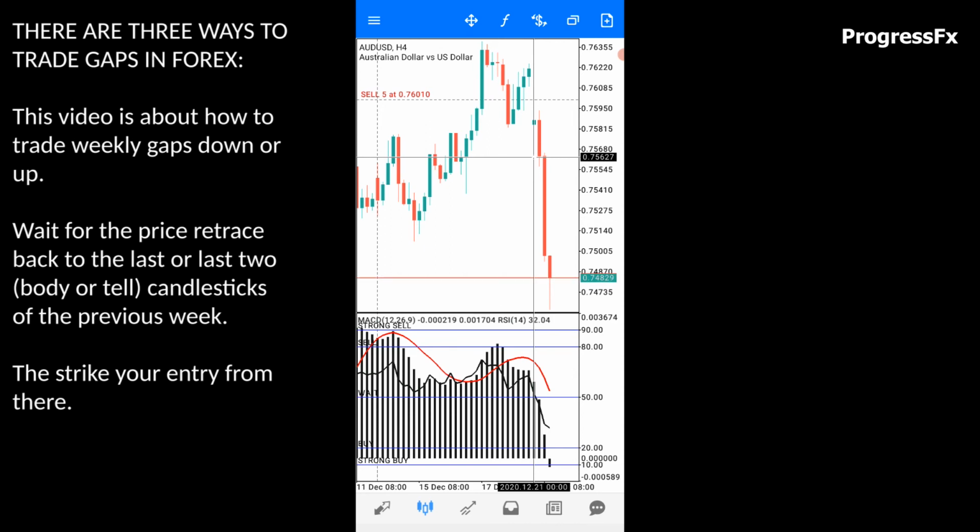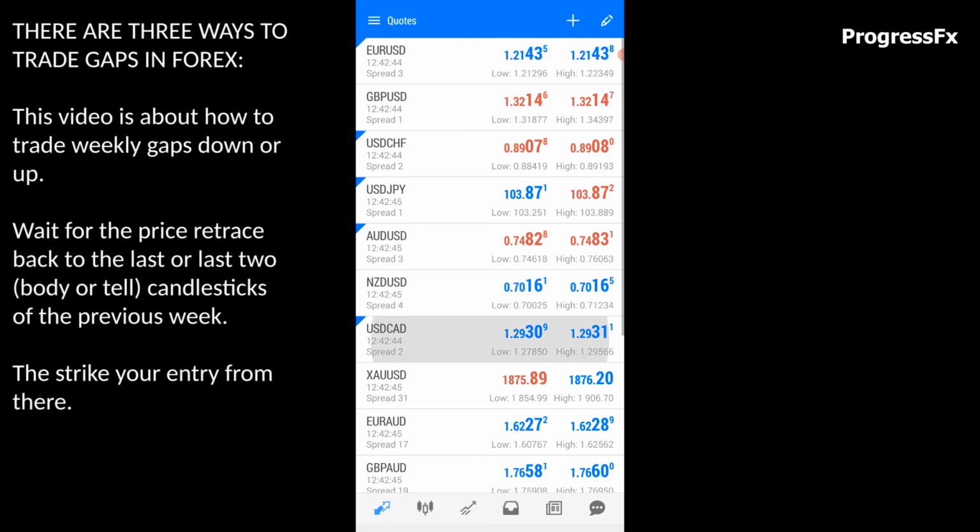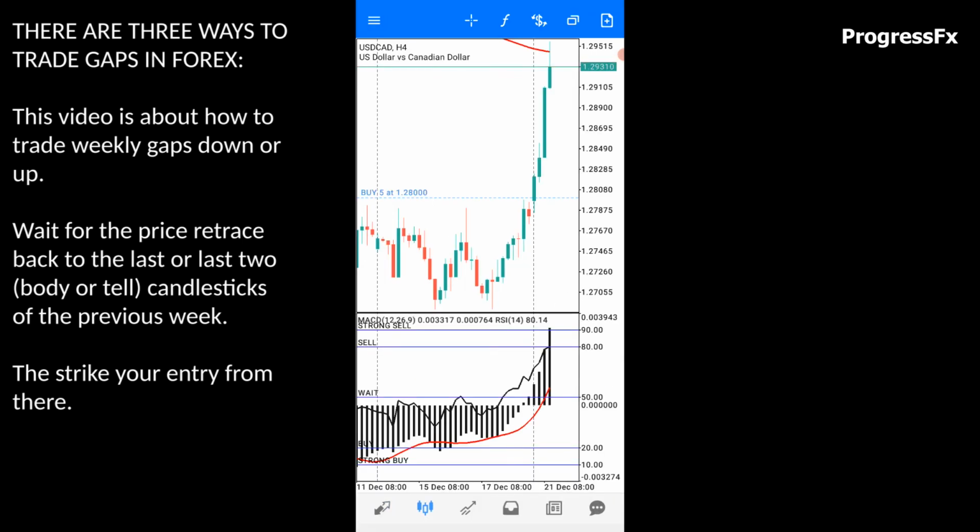So let us also check USD CAD. Do you see this here? You see the gap? Immediately the tail, you can see the tail from here to here, retraced to this point, the second and last candlestick of the week. It pulled up. I can tell you this is a very massive profit. So that is how to trade gap in the market.